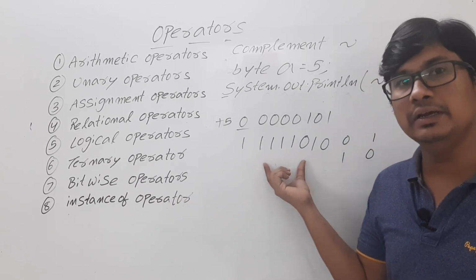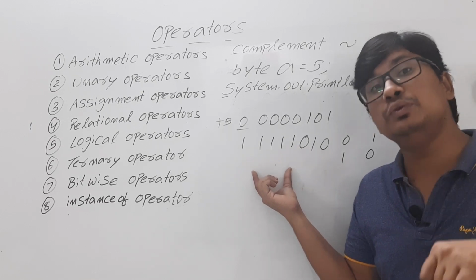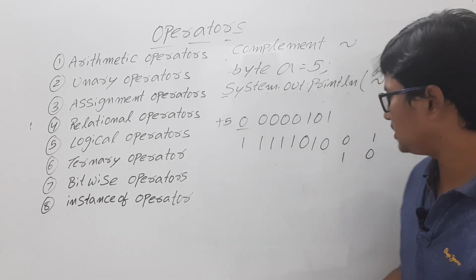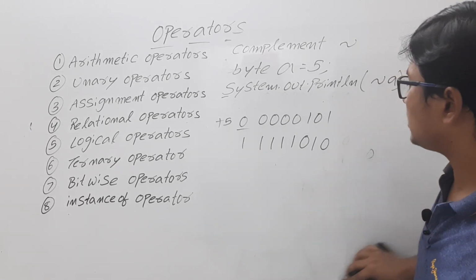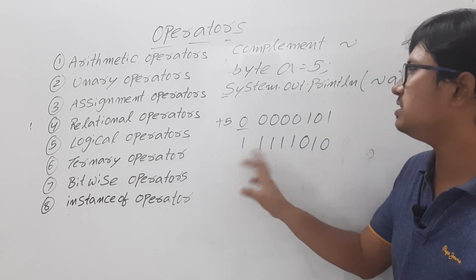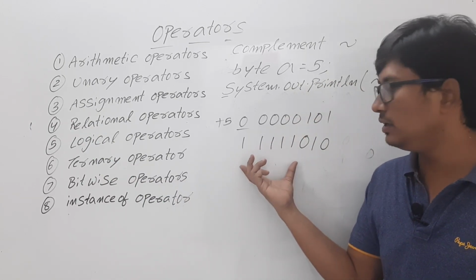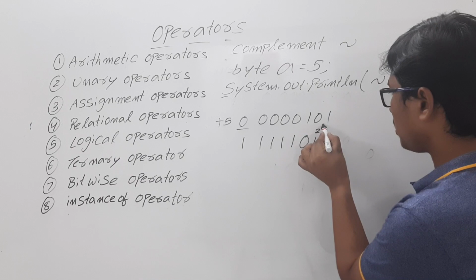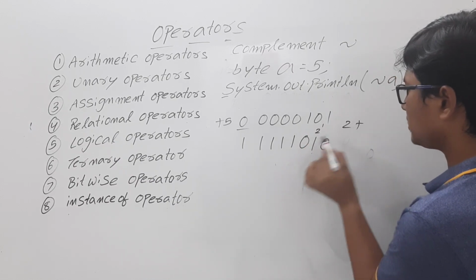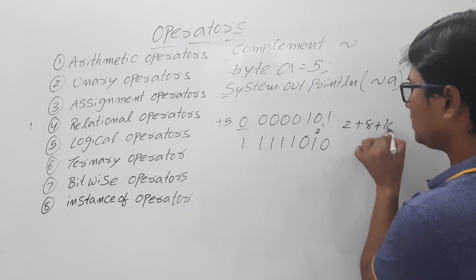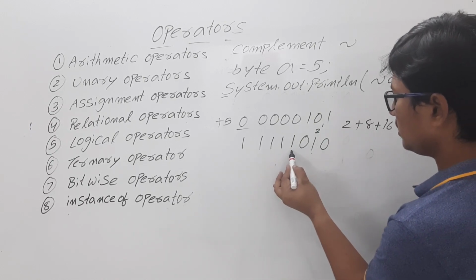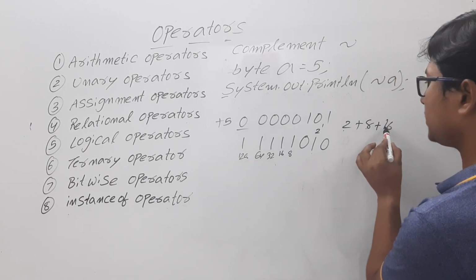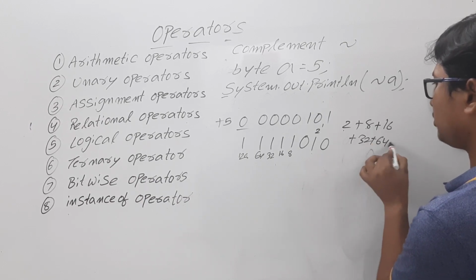If it is a negative number, what value will be stored? It will be stored as the 2's complement of the original number in the memory. So the mistake a lot of students make is that they will simply convert this number to a decimal number and say that the complement of this one is this one. What number will they get? This is 2 to the power 1, so this will be 2 plus 8 plus 16 plus 32 plus 64 plus 128.